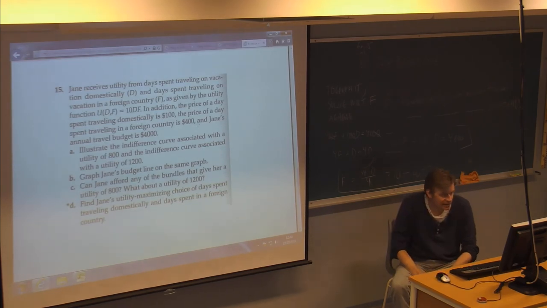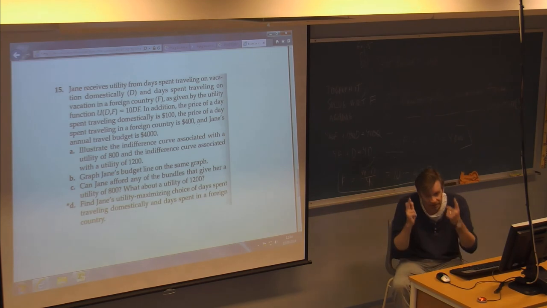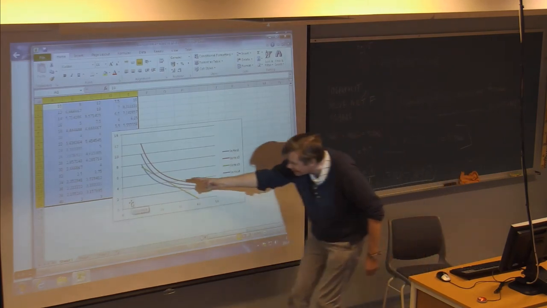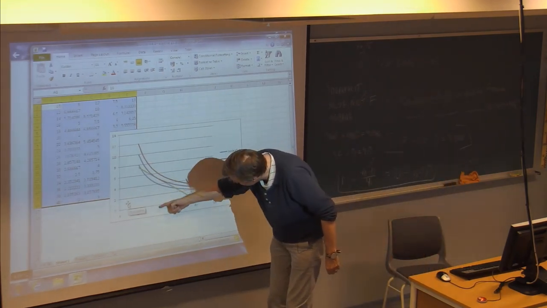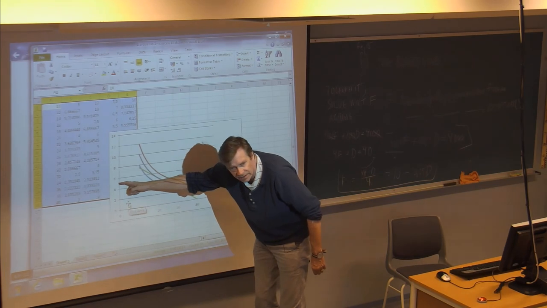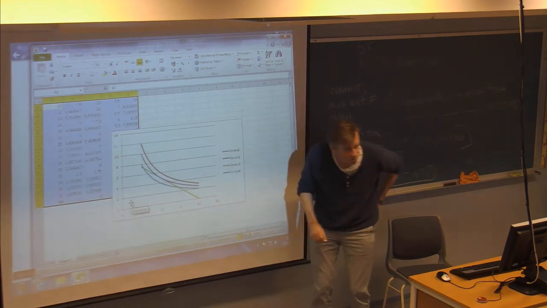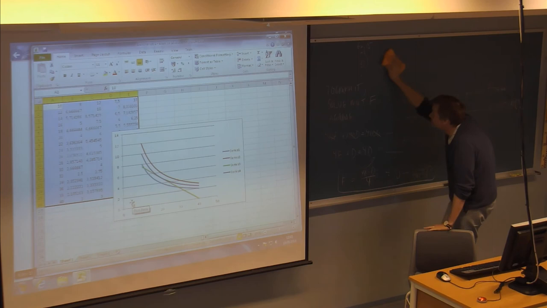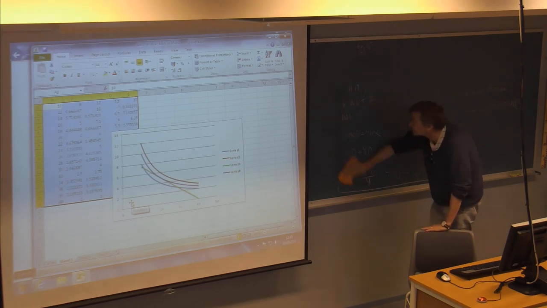Okay, then in question D, it has a star. I don't know what that means. Maybe it's particularly difficult then. Find Jane's utility maximizing choice of days spent traveling domestically and days spent in a foreign country, which means we are trying to find two values now. Of course, we could have done it by just reading the D solution down here. It seems to be around 20, doesn't it? And the F solution seems to be around 5. So at least we have some feeling for what the solution should be. But of course, what I intend to do now is to show you this mathematically. And we have already looked at how to do this. So let's do it once more on this example.